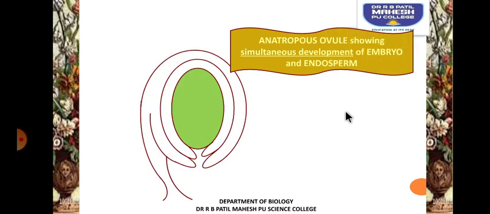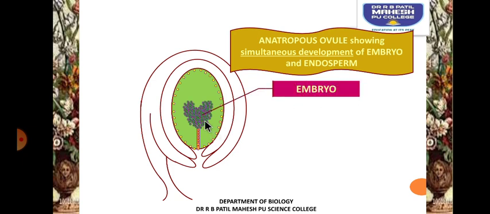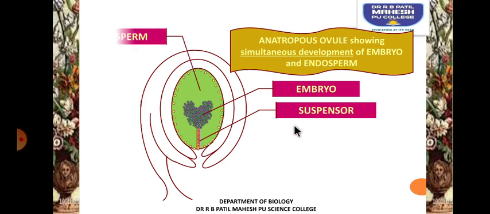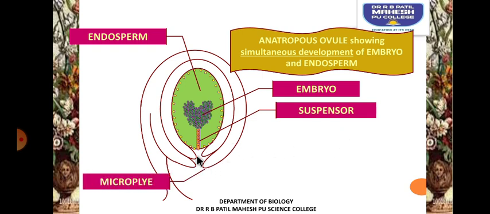Now let us see an anatropous ovule showing simultaneous development of embryo and endosperm. So we understood how there is a formation of embryo and endosperm. This is a brief idea. So this is an embryo which is in heart shape, and this is the suspensor, correct? Now this fluid is called endosperm. Clear? Now this region where the integuments are not covering the embryo sac is called micropyle.